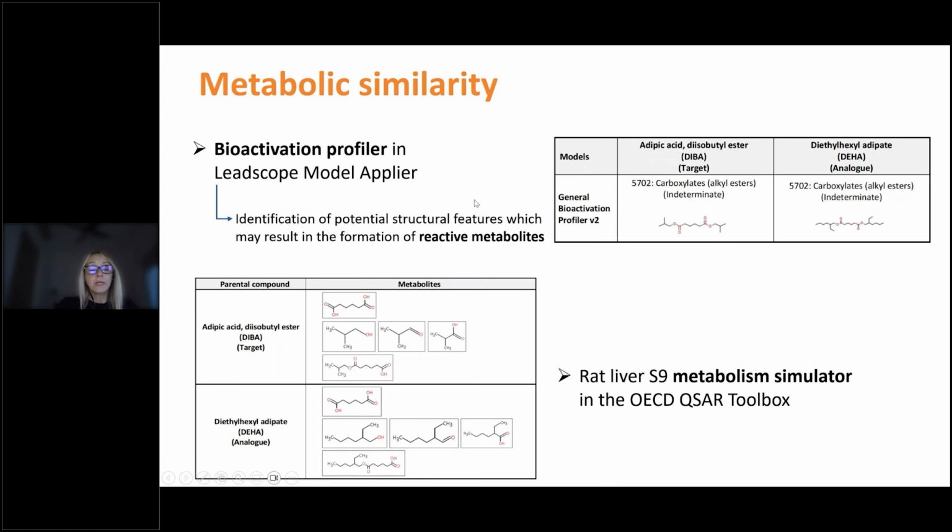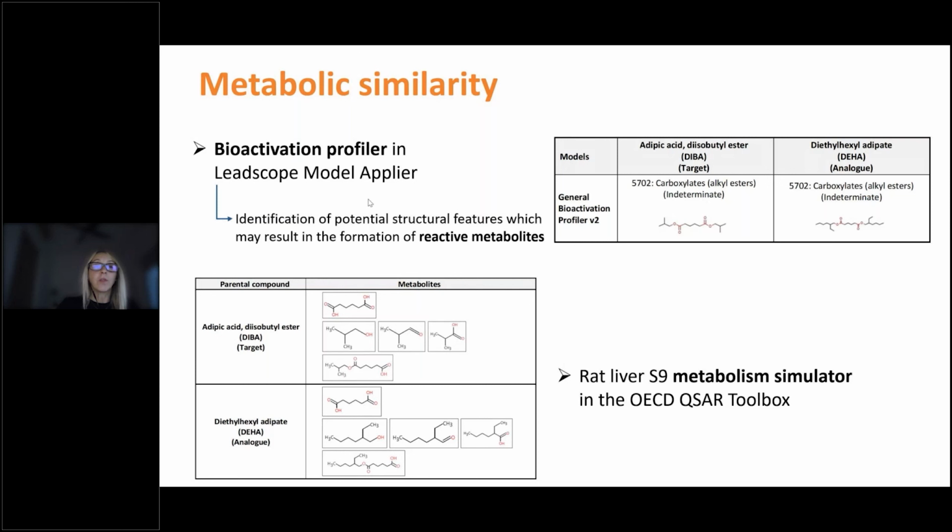Another method that can also support a metabolic similarity is the rat liver metabolism simulator that is implemented in the ACD-QSAR toolbox, which allows, for example, comparison of metabolites coming from the target with those coming from a given analog. And of course, a following step would also be to evaluate and assess the toxicological behavior of the metabolites coming from the target as compared to those coming from the analog.